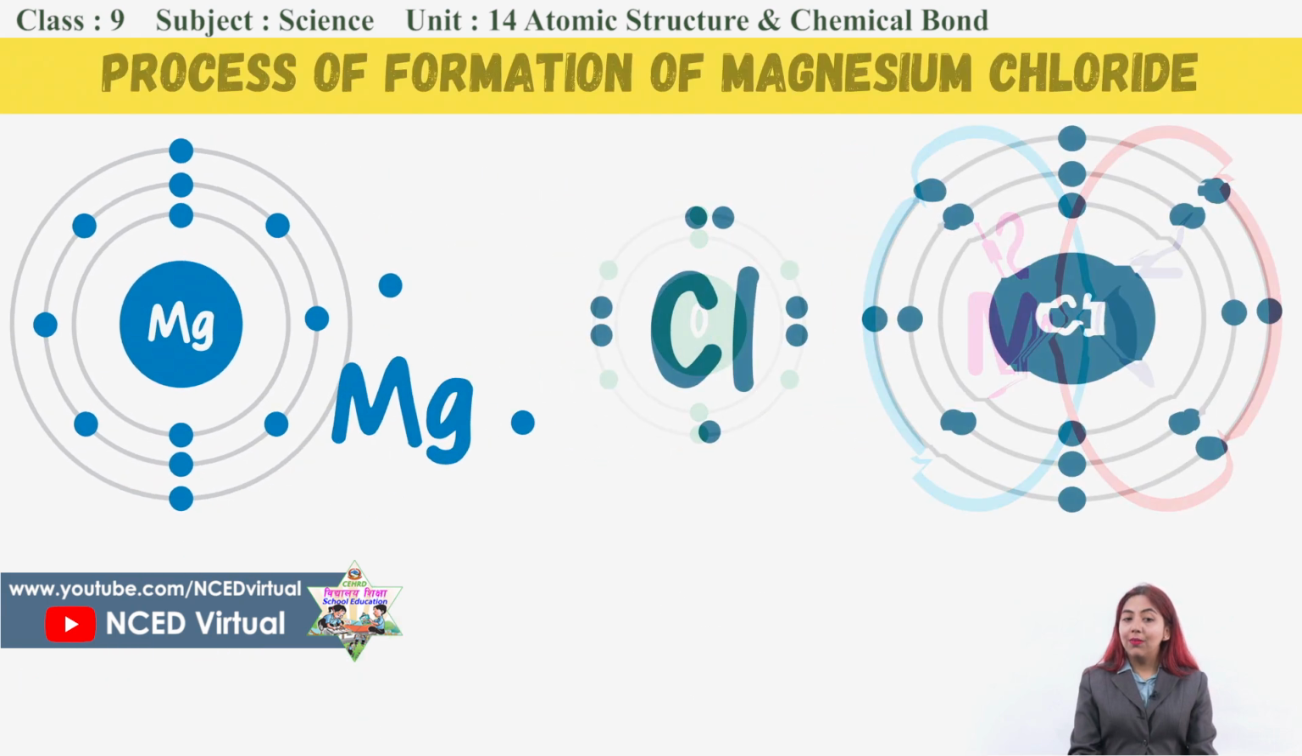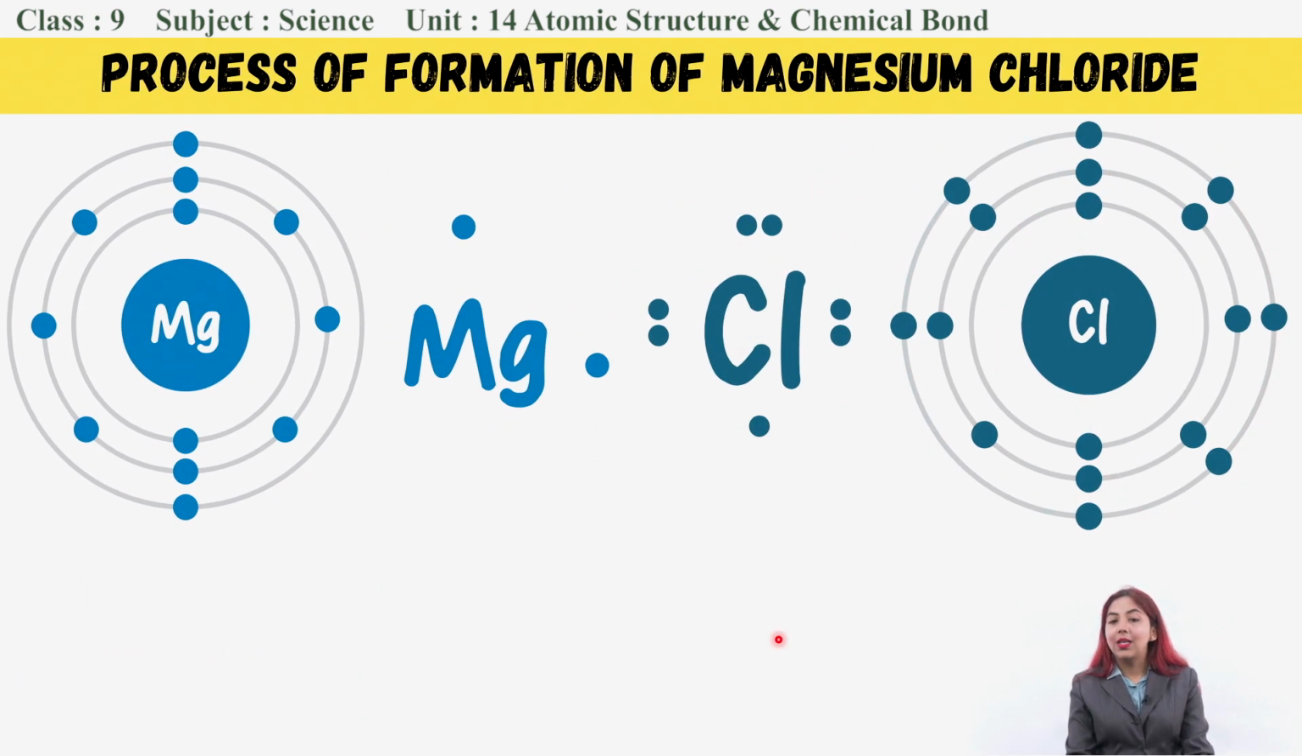But the same magnesium atom, when it has to react with chlorine to form magnesium chloride, what does it do? Magnesium has 2 electrons in its outermost orbit while chlorine has 7 electrons in its outermost orbit. So magnesium has to get rid of 2 electrons to reach the octet state, but chlorine can only accept 1 electron because it already has 7 electrons in its outermost orbit.